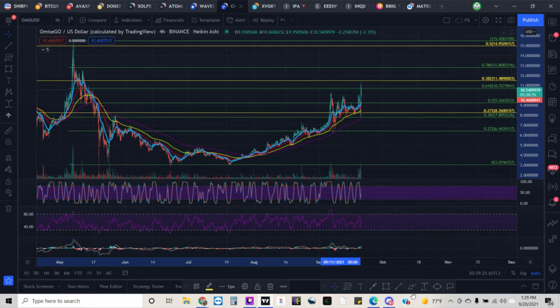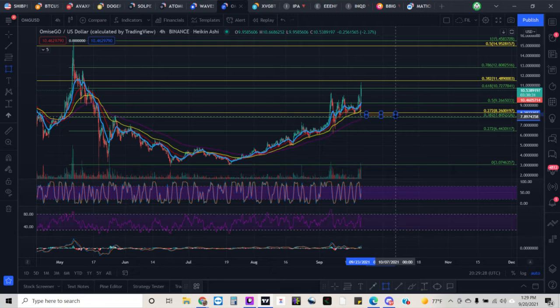So this zone here, this is a future support zone, or possibly if we break down from here, it's a future resistance zone. So whether we come down from here a little bit further, however the action happens, back to the 272 on the 4 hour, that's going to become a resistance zone.